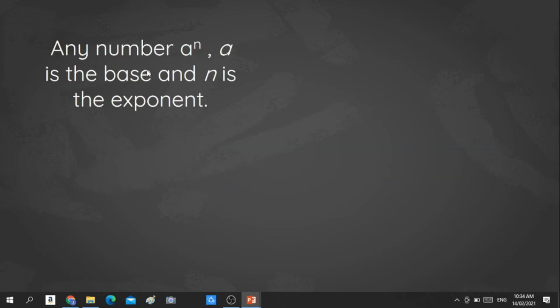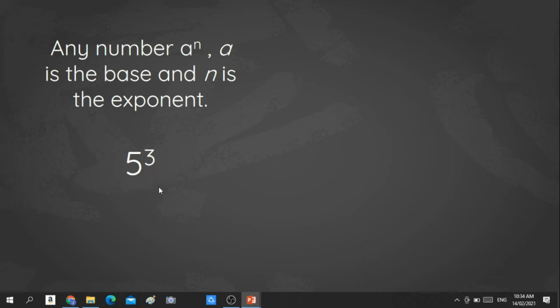So, any number a raised to n, wherein a is the base, and n at the top is the exponent. Now, let's have this example. I have here 5 raised to 3. In this given, the base is 5, and the 3 is what we call the exponent.